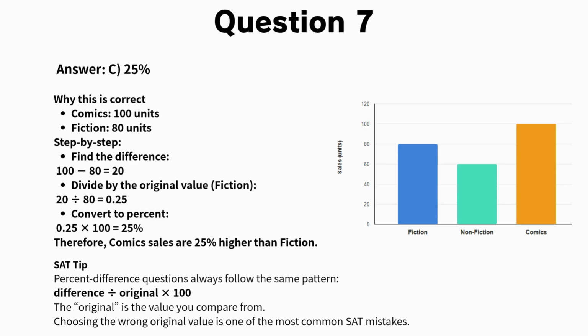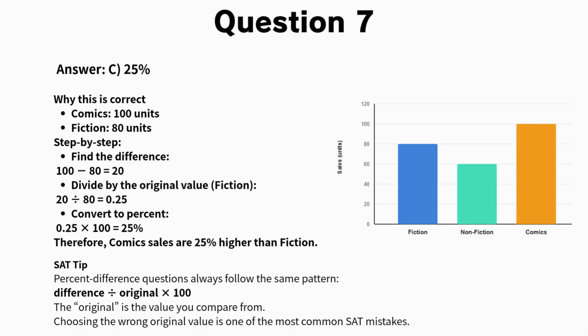The correct answer is C, 25%. Let's solve this step by step. First, identify the values. Comics has 100 units and fiction has 80 units. Next, find the difference. 100 minus 80 equals 20 units.